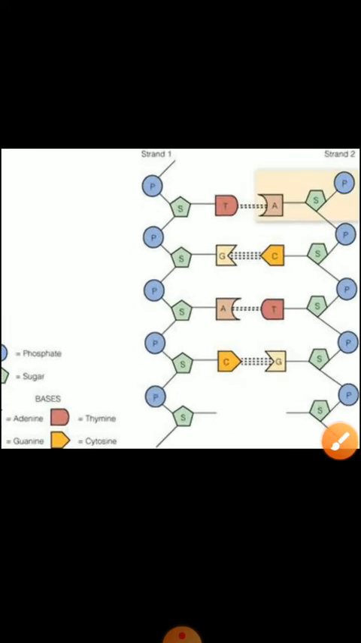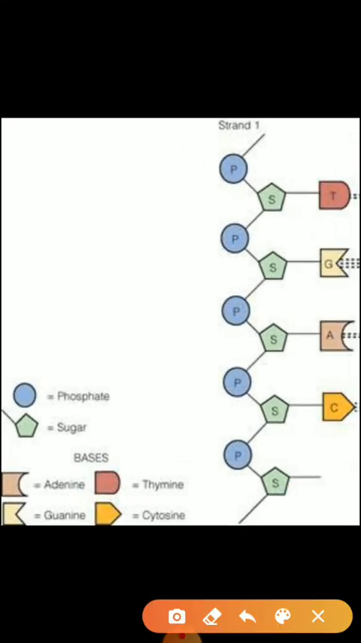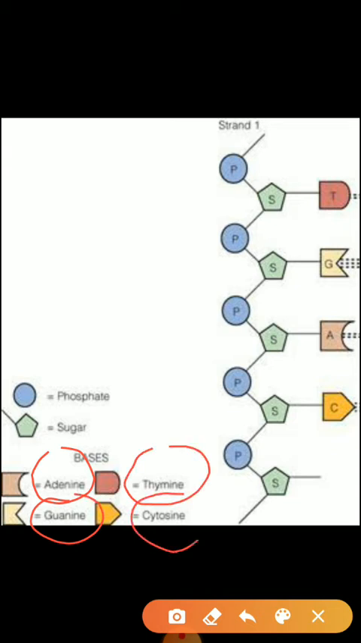Next we will discuss the four nitrogenous bases present in DNA. First one is adenine base, second one is guanine base, third one is thymine base, and fourth one is cytosine base. These are the four nitrogenous bases present in the DNA strands.